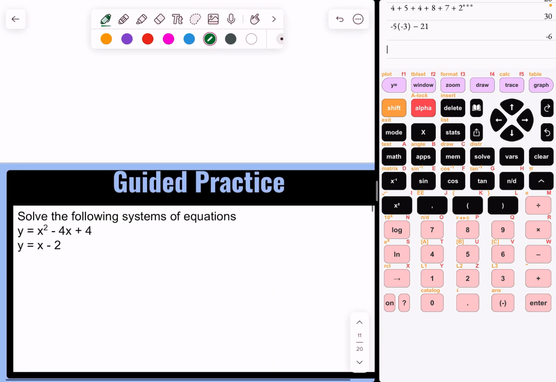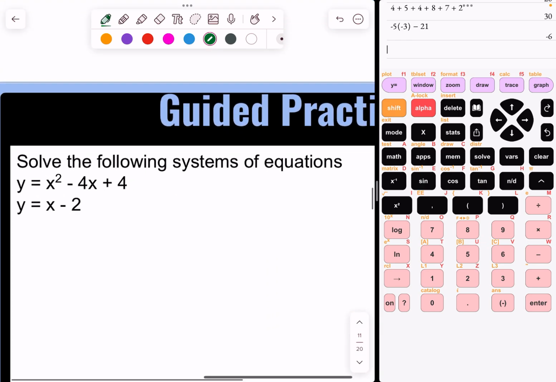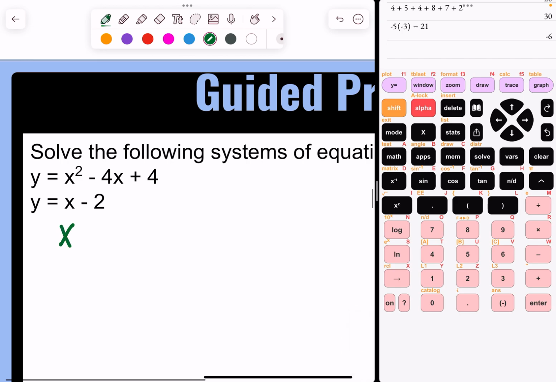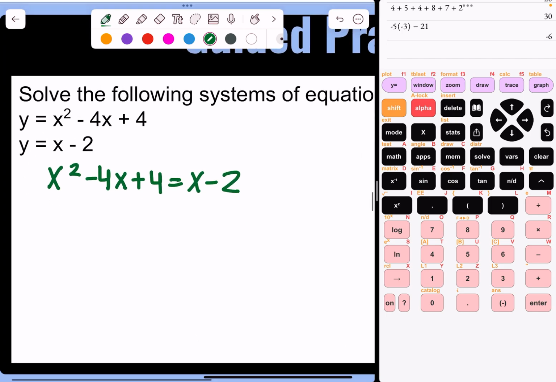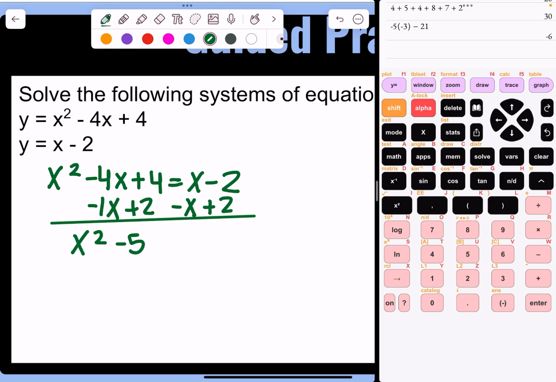Alright, let's look at this one. Let's set them equal to each other. x squared minus 4x plus 4 equals x minus 2. We need to bring everything to one side, so I'm going to subtract the 1x and add the 2. So you will have x squared minus 5x plus 6 equals 0.